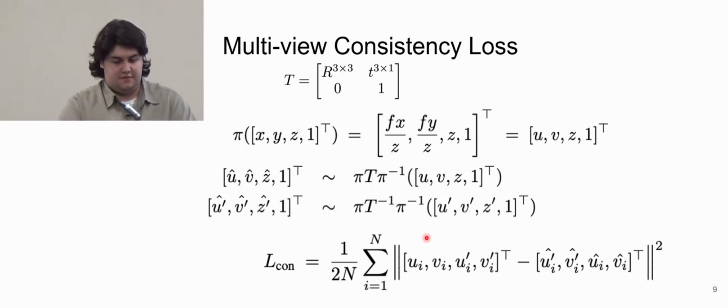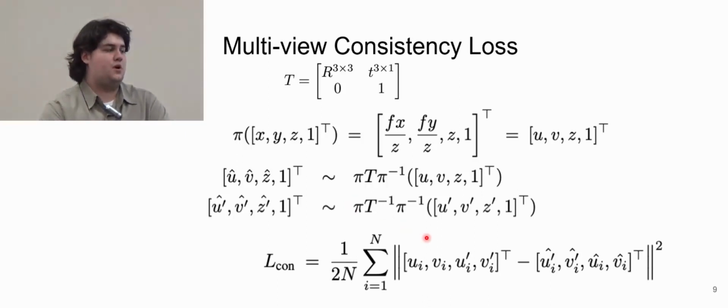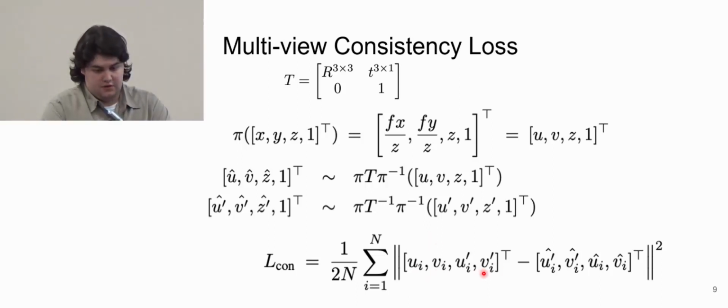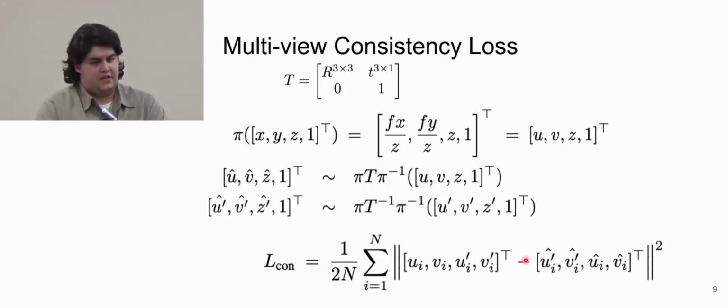And all that is to effectively say that we want to minimize the distance between these projected coordinates and the real world coordinates. So real world coordinates over here, and then the projected coordinates over here. Minimize the loss, and we're pretty much golden. So that's a lot of math on one page.